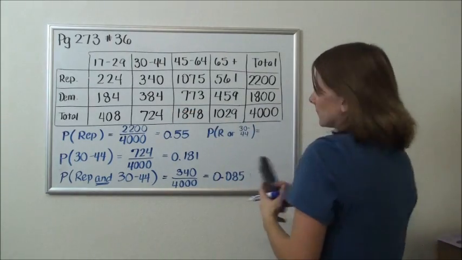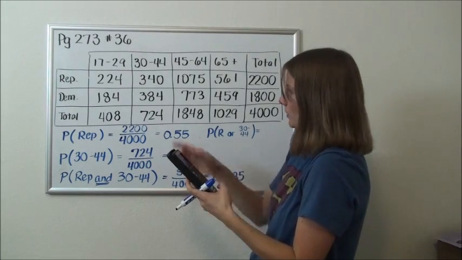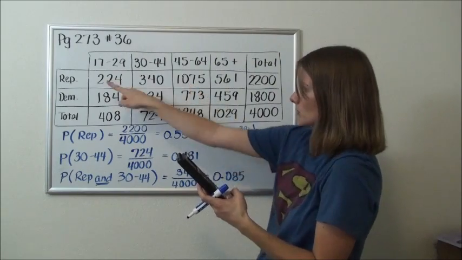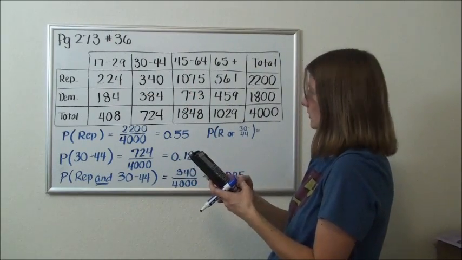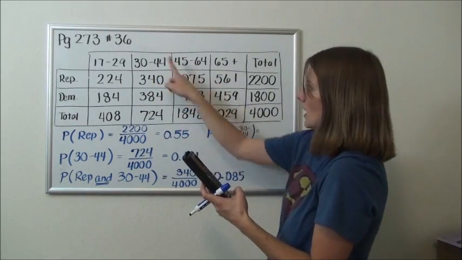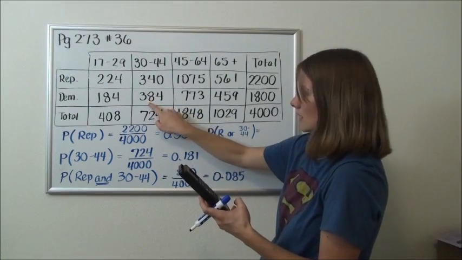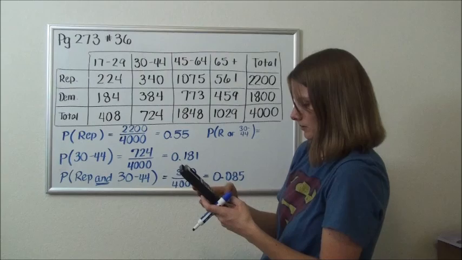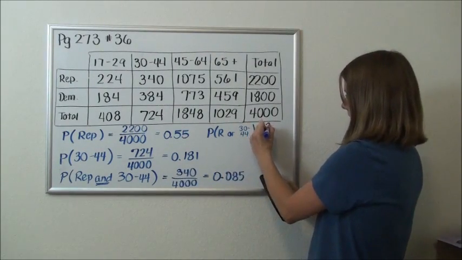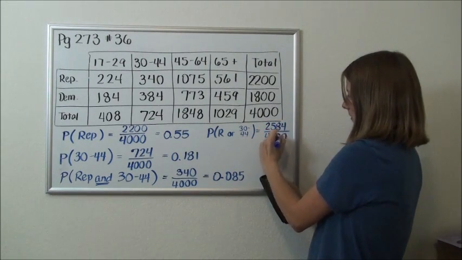So if I take again the 224, which is a Republican, plus the 340, which was both, plus the 1075, which was Republican, plus the 561, which was Republican. So that's all the Republicans, these four guys. And I've already got this for the 30 to 44, the 340, but I need the 384. Oops, plus 384. And when I add all of those up, I get a total of 2584 out of the 4,000 people.